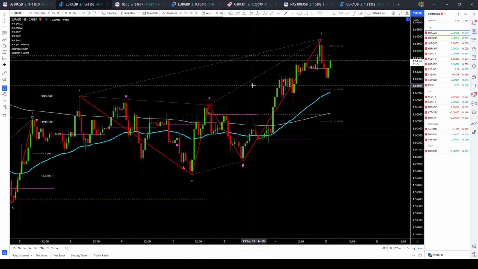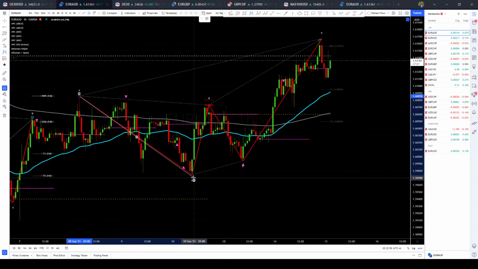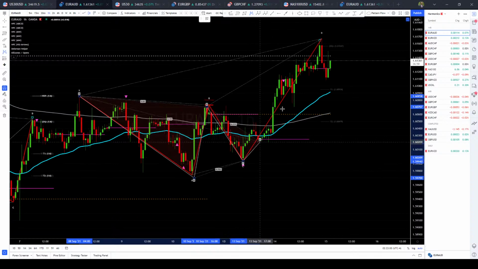These patterns definitely look like they're gonna hold out though. I don't know why this Euro AUD does not want to stay here.